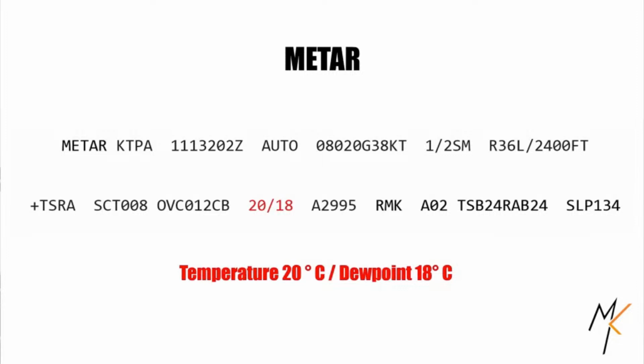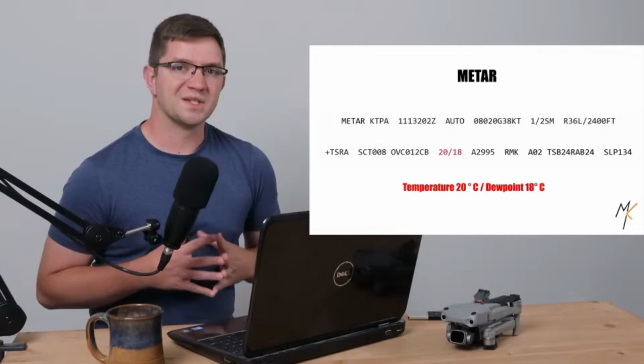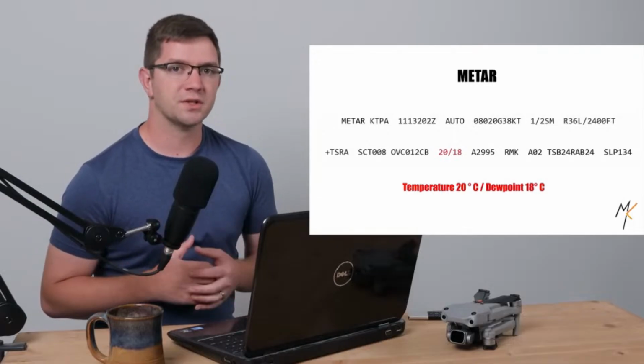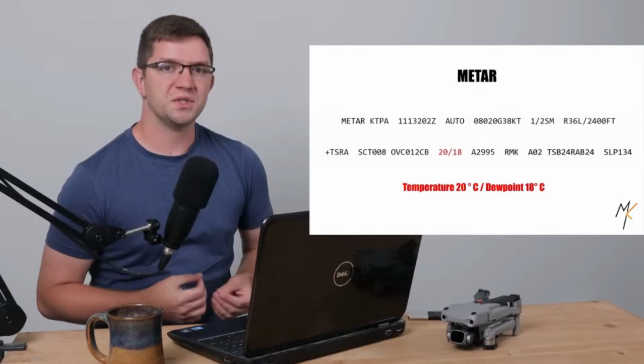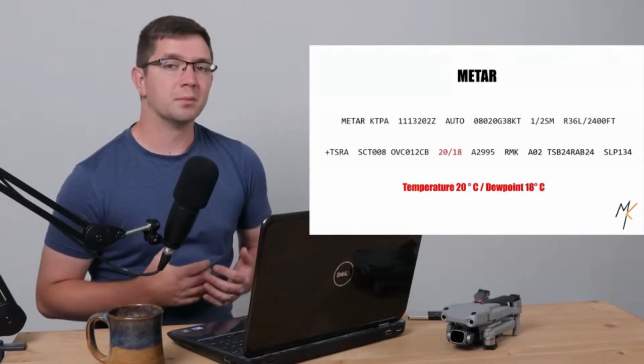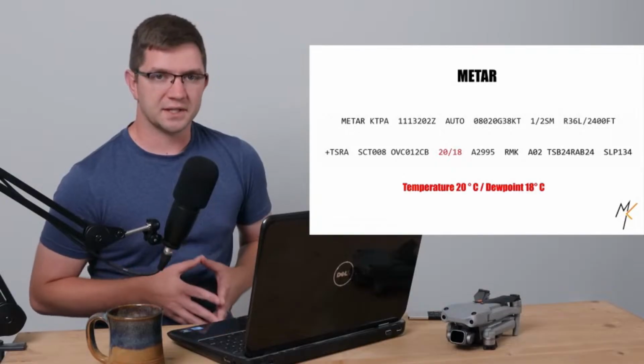20/18 is your temperature and dew point. On weather reports, temperature is measured in Celsius, so we have 20 degrees Celsius with a dew point of 18. Dew point is the measure of moisture that's in the air. It's also the temperature the air needs to get in order for water droplets to form into that dew we see in the grass each morning when we get up early. Note that the higher your dew point, the muggier it's going to feel outside.